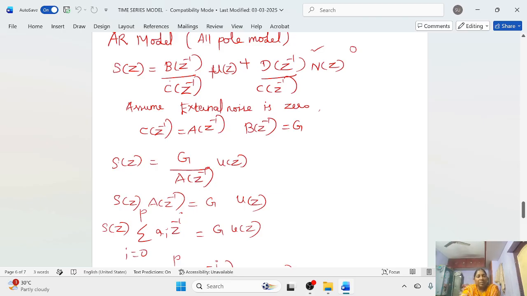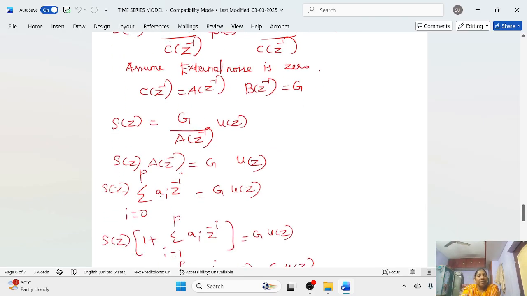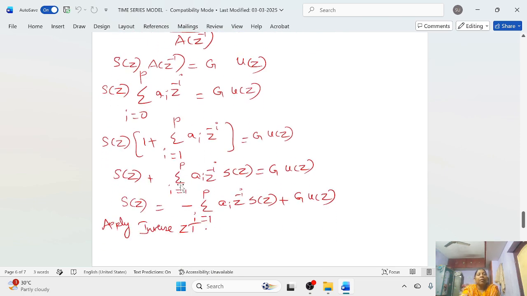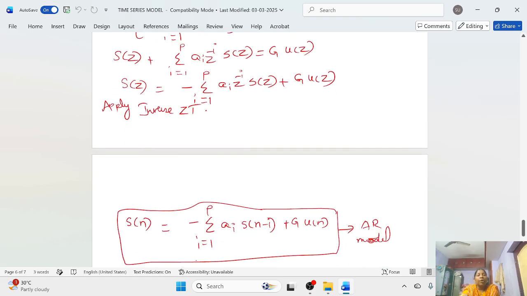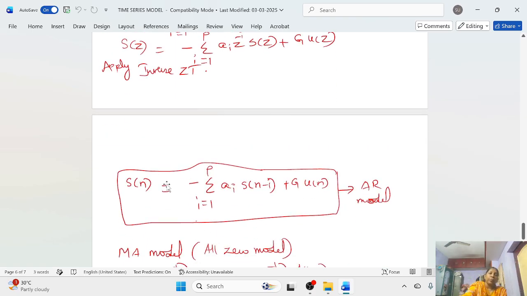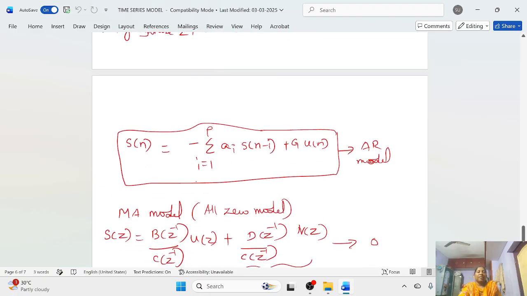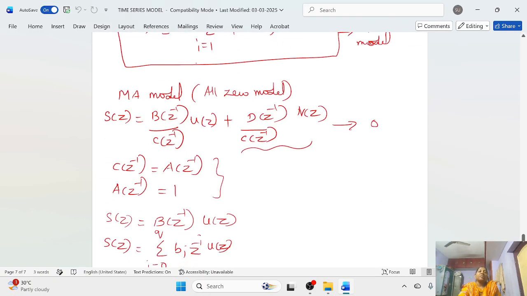Then you cross multiply, expand this, define the operator, and bring this term to the right hand side, apply the inverse transform, and you will get S of n equal to minus summation i equal to 1 to P, A_i S of n minus i, plus G into U of n. So this is called the AR model, or we can call it the all pole model.